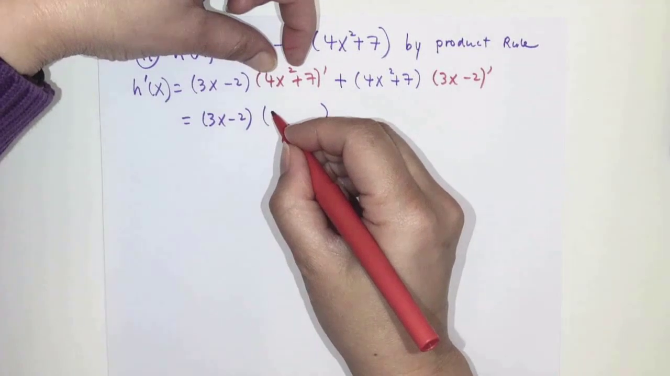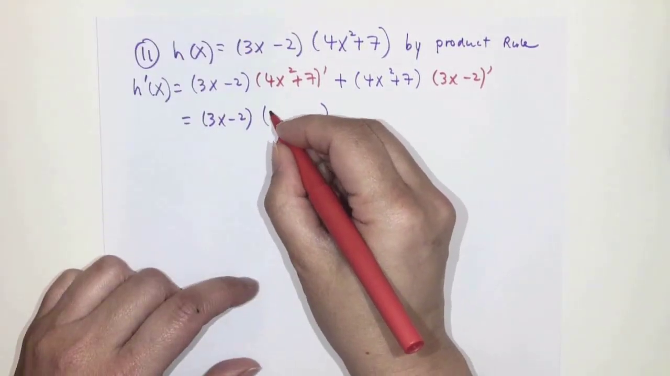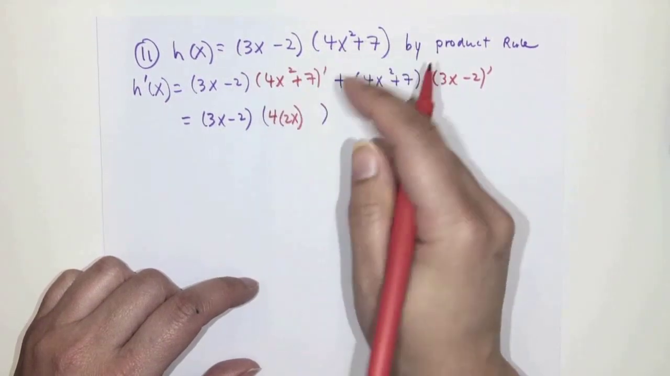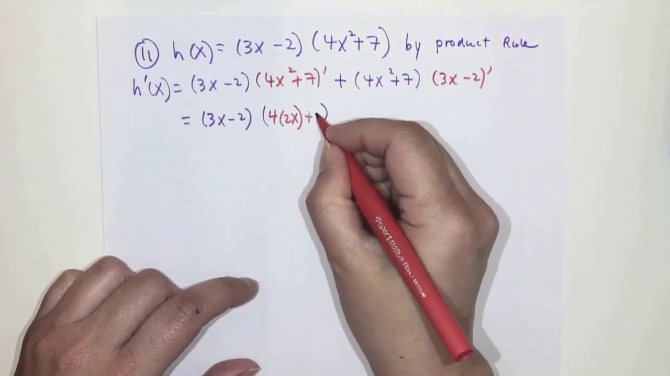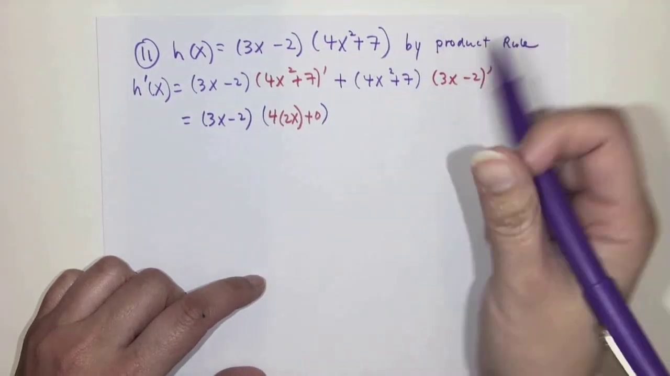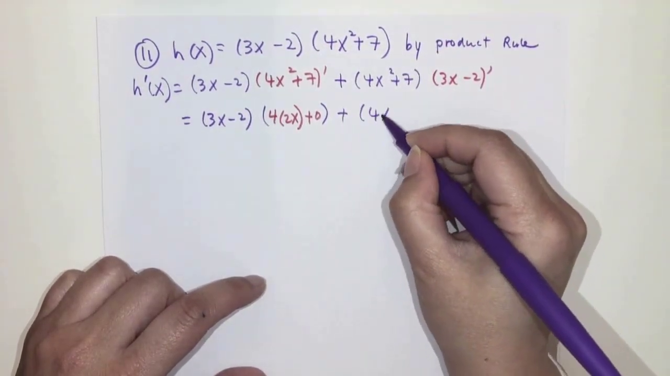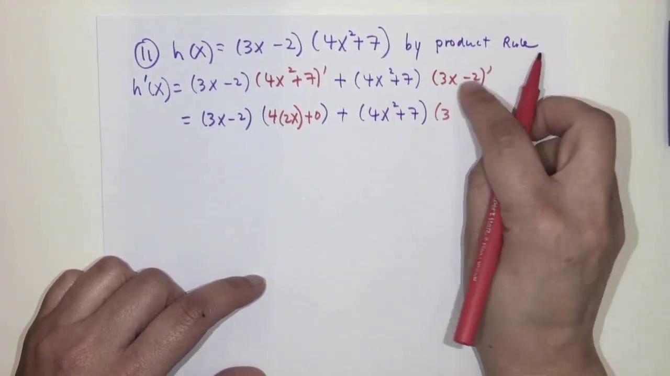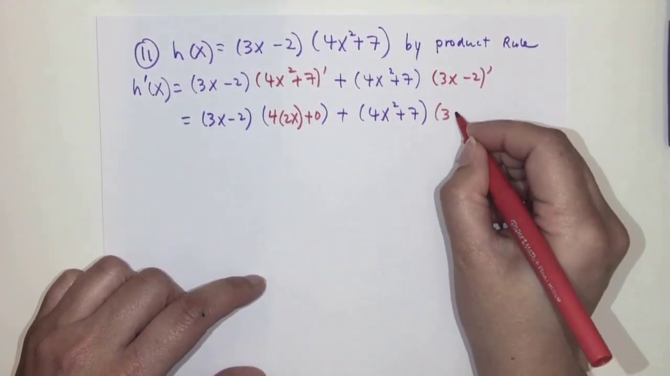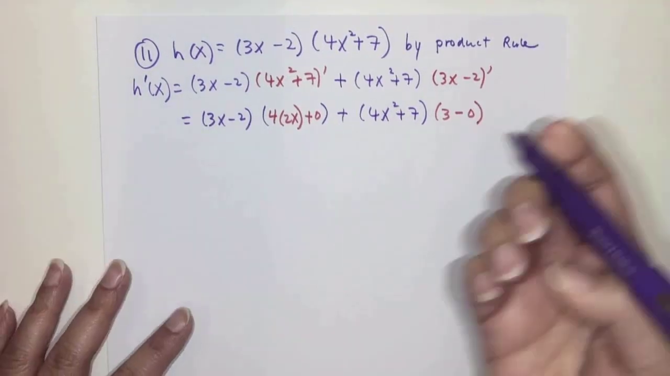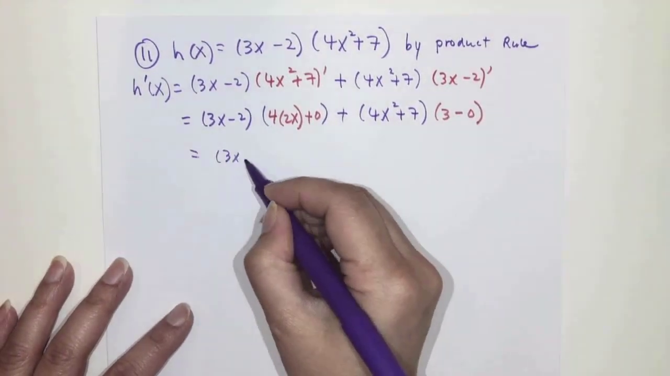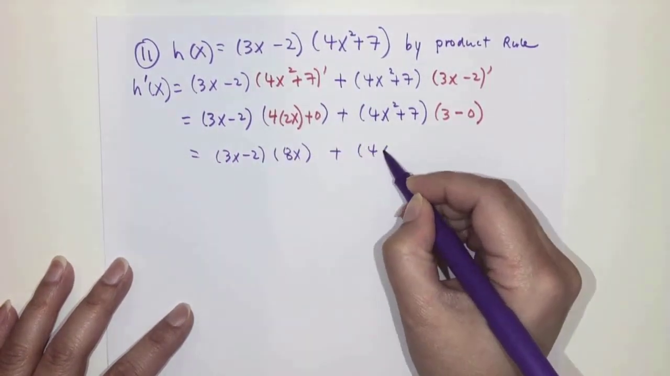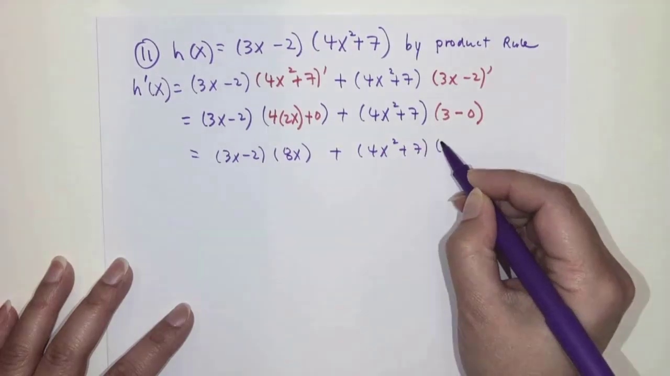So this would be, let me write down one more step for you. 4 times 2x, right? 2 goes down and x goes one less power, and the 7 will turn into 0. And then we're going to add 4x squared plus 7, take the derivative of that. This is just 3, right? X turned into 1, and then the number turned into 0. So this means we have 3x minus 2 times an 8x plus 4x squared plus 7 times a 3, right?